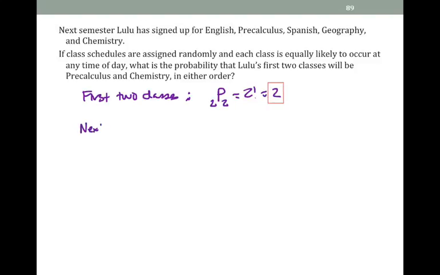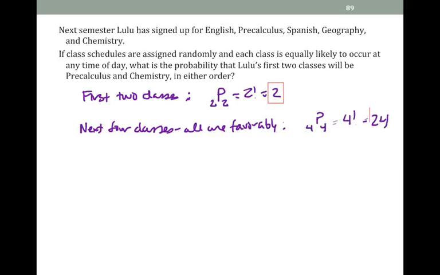Now, for the next 4 classes, we've got 4 classes to choose from, and all of them are going to be favorable, given that we've got our first 2 set. So that's a 4 choose 4, which is just 4 factorial. There are 24 possible choices. The last thing we want to do is find all of the possible schedules that we might get, given that there are 6 classes, which is the permutation of 6 choose 6, which is 6 factorial.